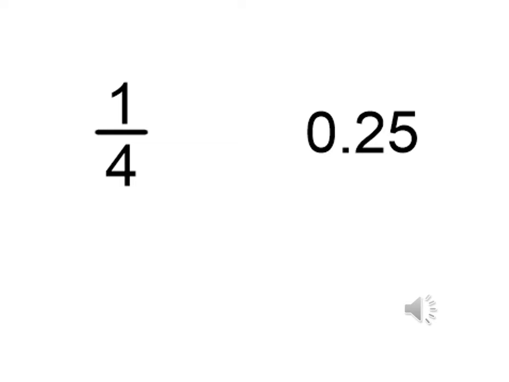In the same way, a quarter is the same as 0.25. So a quarter tells us that we've got 4 equal pieces, and we're looking at one of those. 0.25 says that we've got 25 hundredths, and of course 4 lots of 25 hundredths is 100 hundredths, or a whole one. So a quarter is the same as 0.25 written as a decimal fraction. And 3/4 written as a decimal fraction is 0.75.